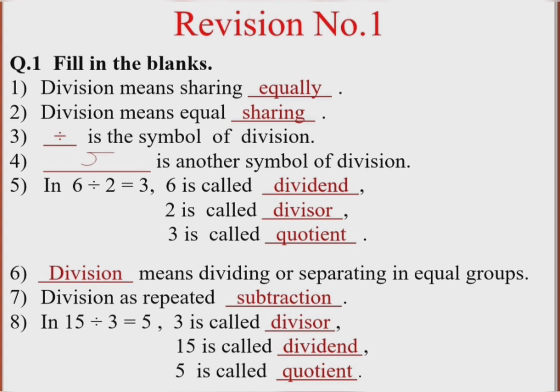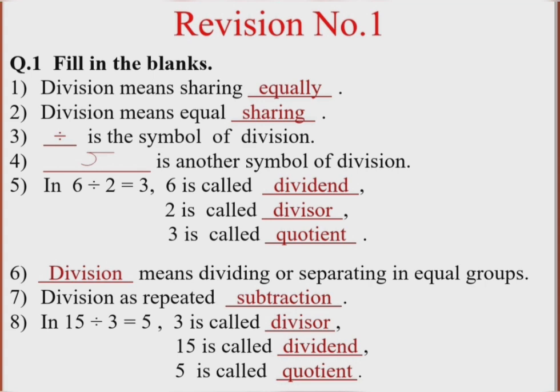Fifth one, 6 divided by 2 is equal to 3. 6 is called dividend, 2 is called divisor and 3 is called quotient. Sixth one, division means dividing or separating in equal groups. 7. Division as repeated subtraction. 8. In 15 divided by 3 is equal to 5, 3 is called divisor, 15 is called dividend and 5 is called quotient.